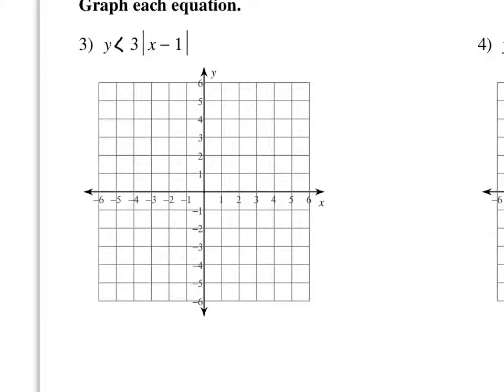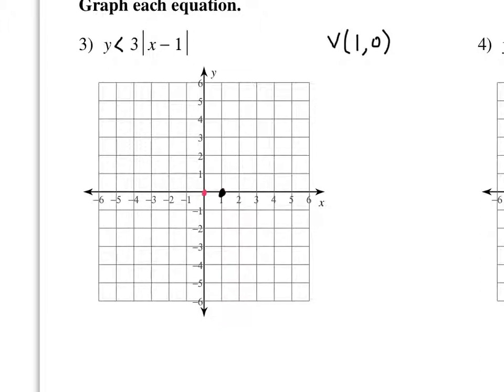So we have to first find our vertex, which is located where? 1, 0. So if you thought of this as shift, then that means our parent function is going from 0, 0 to 1, 0. Everything is getting shifted to the right 1. Okay? But now with absolute values, there's a nice little shortcut so that we don't have to plot points. We could if we wanted to, but we don't have to.